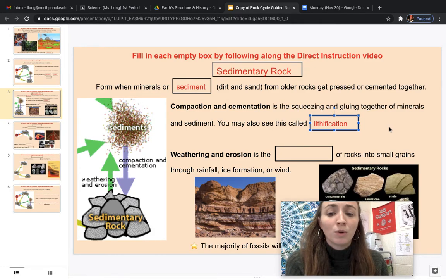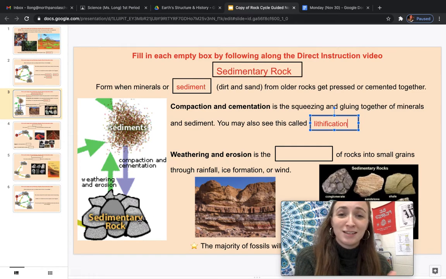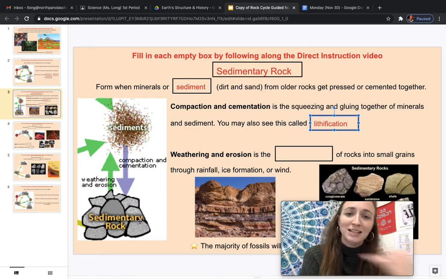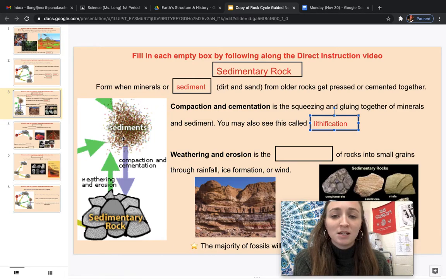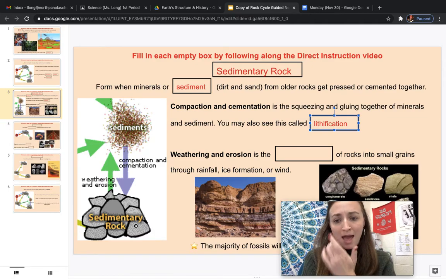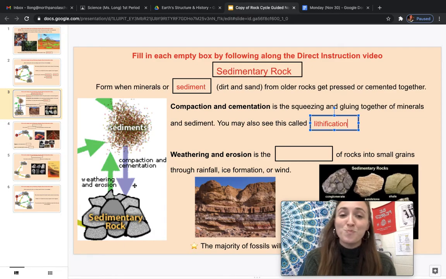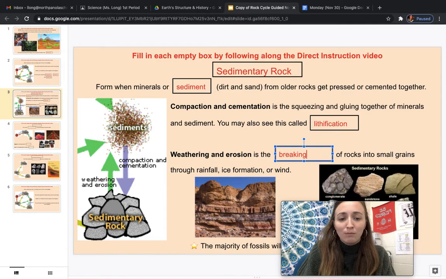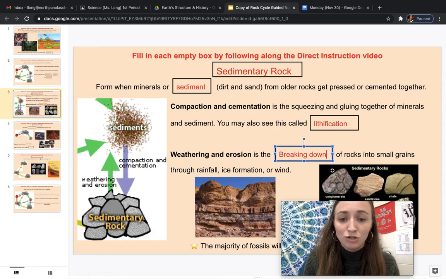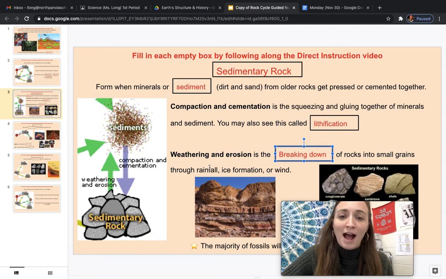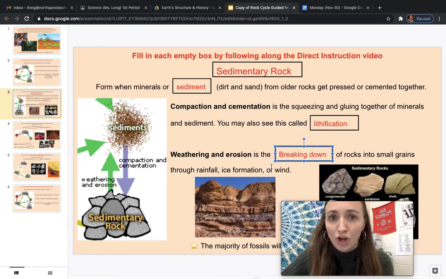Okay, now what's cool about the rock cycle is it shows how things can go one direction, but it can show how they go a completely other direction. So we can talk about not just how sediment becomes sedimentary rock, but we can go the opposite way. How does sedimentary rock turn back into small pieces of sediment? So we call that weathering and erosion. Weathering and erosion is simply the breaking down of rocks into smaller grains, and it's going to do that through rainfall or ice or wind, or we can say snow as well.